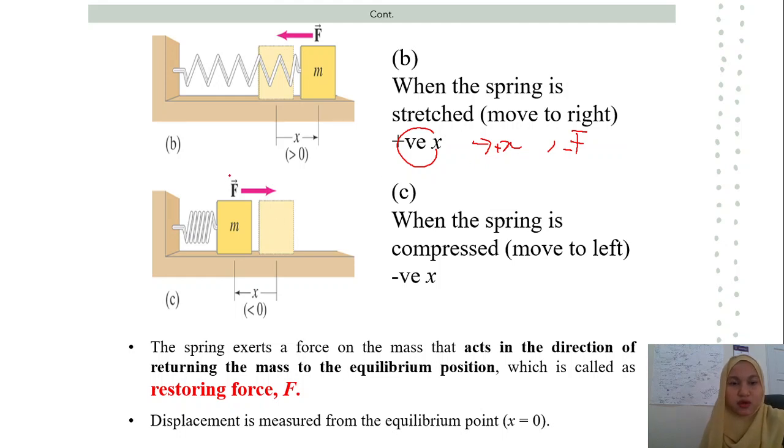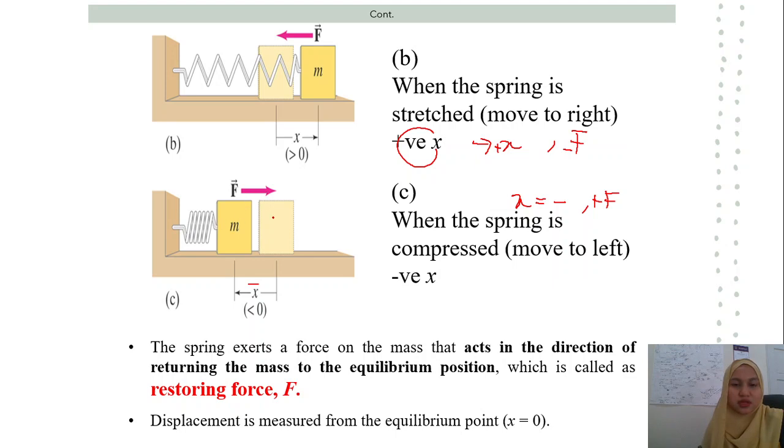For case C, the spring is compressed. Compressing the spring means that we push the spring to the left. So at that time, X is negative. When X is negative, F will be positive. As you can see here, X is negative, moving to the left, so X here should be negative, and F is in the opposite direction.